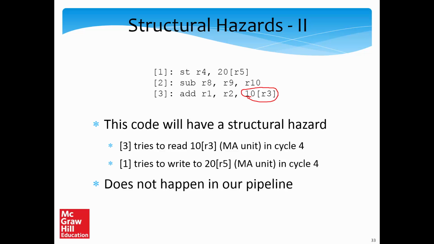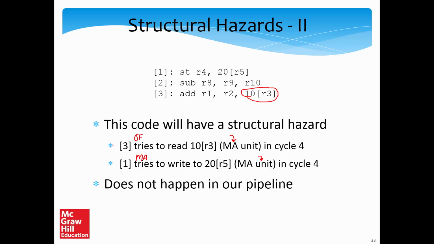Here one of the operands is a memory operand, and that's going to be the second source operand. The reason that this code will have a structural hazard is as follows: in cycle number 4, instruction 3 will be in its OF stage. It will try to read the operand 10(R3) from memory, so it will access the memory access unit. Similarly, in cycle number 4, the store instruction will also be in its MA stage. It will try to access the MA unit in cycle 4. If the MA unit can process only one instruction per cycle, then clearly there is a conflict between instructions 1 and 3. This is called a structural hazard.